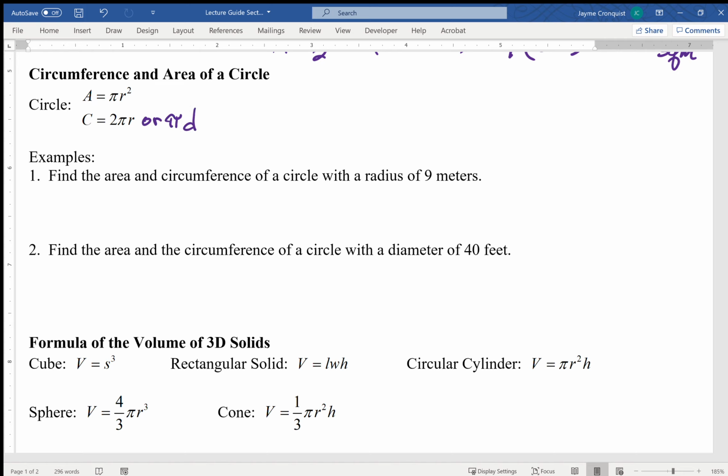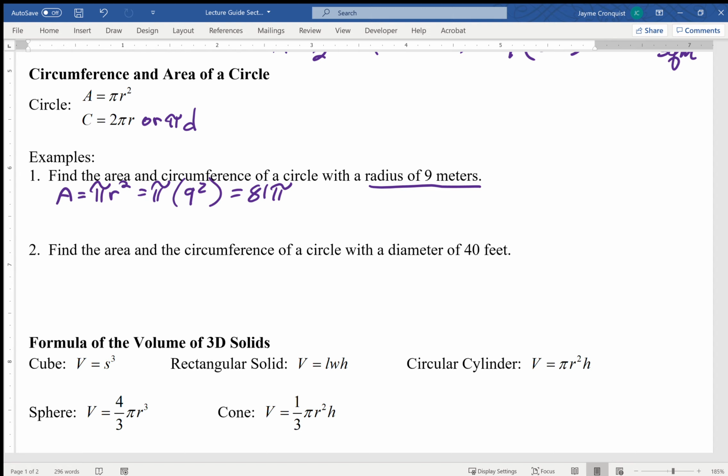Because d is 2r. R is the radius, d is the diameter. Radius is half of your diameter. Find the area and circumference if the circle has a radius of 9 meters. So area is pi r squared, which in this case is going to be pi times 9 squared. This means it's 81 pi.